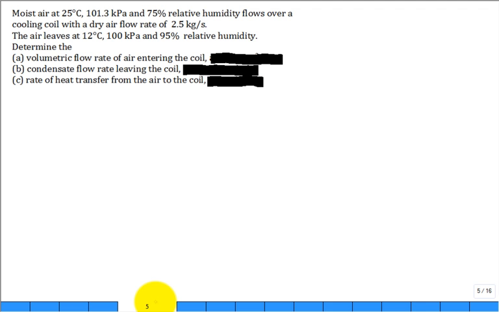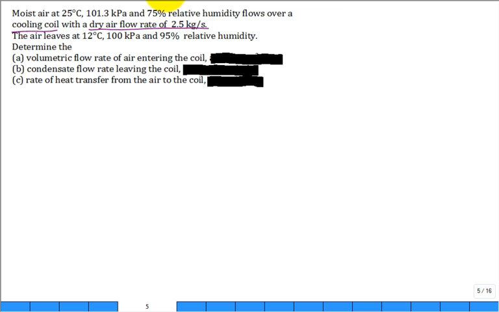a psychrometric chart. So we have moist air at 25 C, given atmospheric pressure 101.3 kilopascal, 75% relative humidity. It flows over a cooling coil. Will the coil surfaces be hot or cold if it's called the cooling coil? Really cold. It's going to cool the air flowing over it. It's just the way you talk about it. Okay, and it has a dry air flow rate of 2.5 kilograms per second.